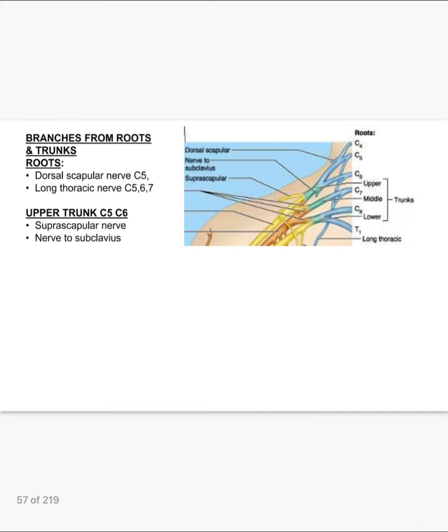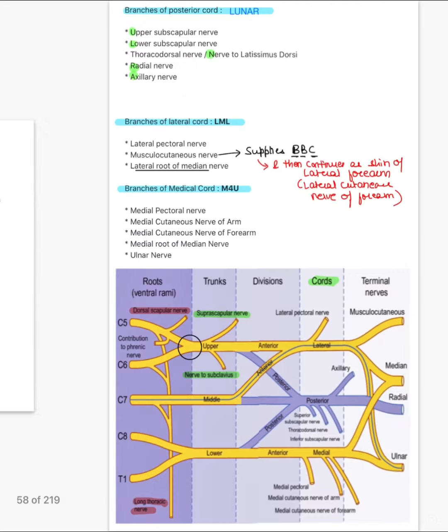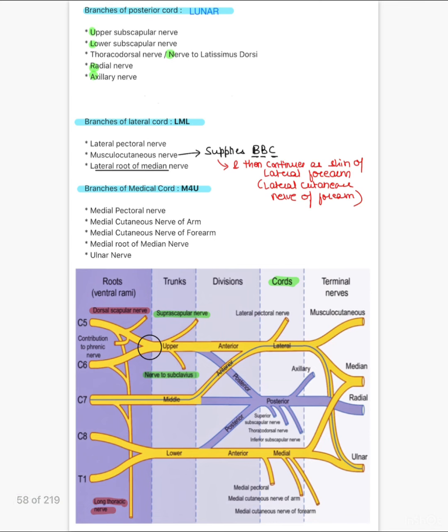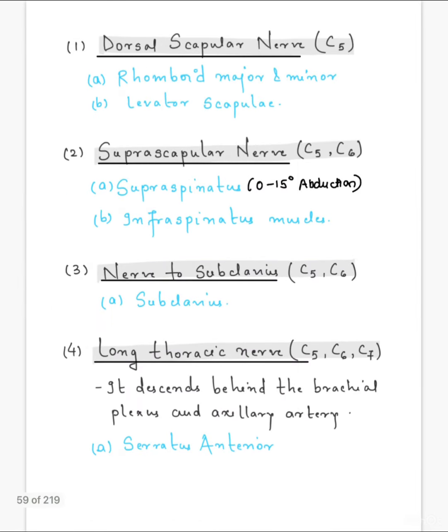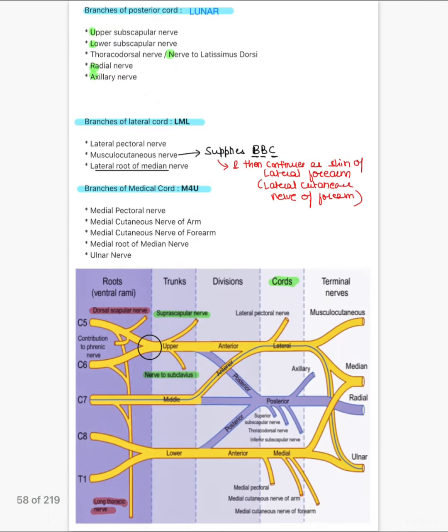Now coming on to branches from roots and trunks. If we talk about the roots, we have the dorsal scapular nerve and the long thoracic nerve, or nerve of Bell, that supplies your serratus anterior. Then the upper trunk: you have the suprascapular nerve and the nerve to subclavius that supplies the subclavius. First we'll see them once, then we'll see what each of them supplies and the function they do.